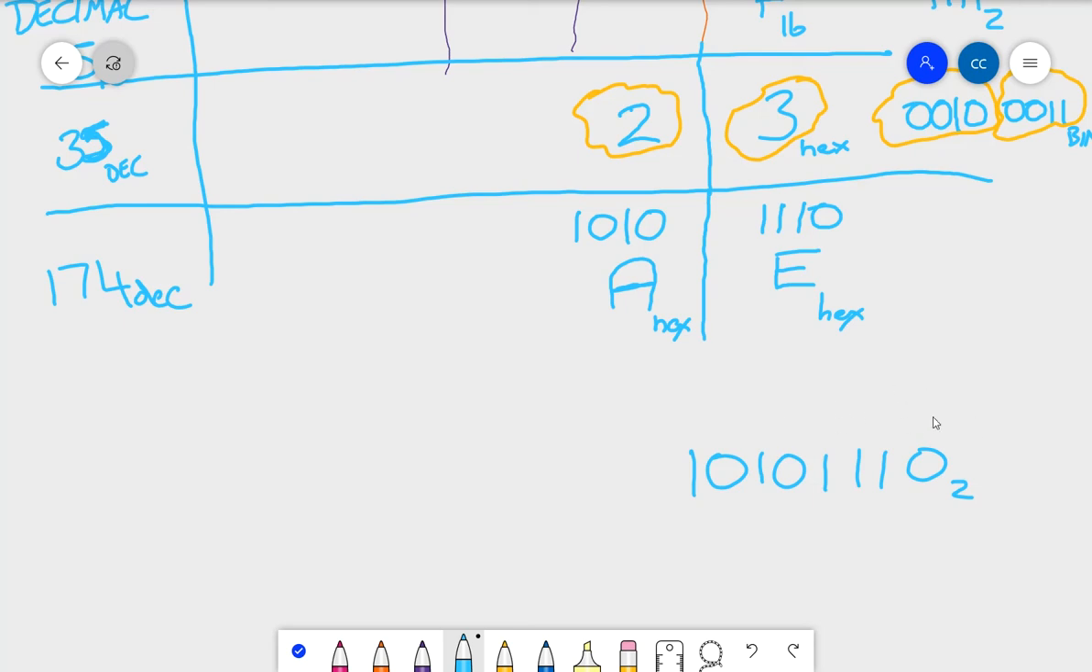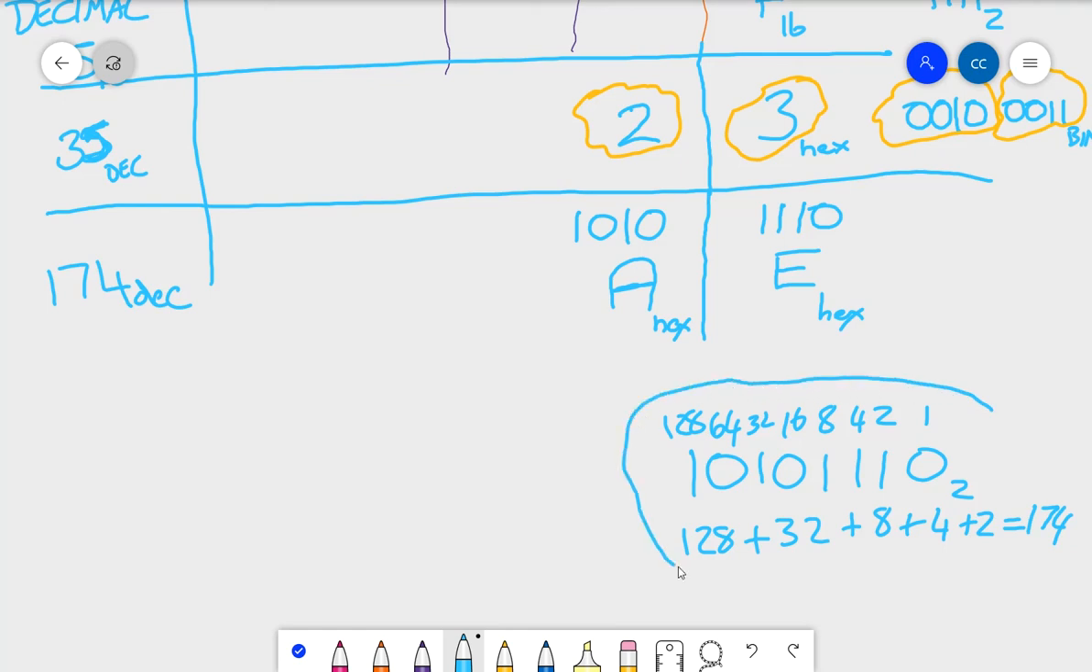and if we put the place orders for binary above that, we've got 1, 2, 4, 8, 16, 32, 64 and 128, and we've used 128 plus 32 plus 8 plus 4 plus 2, and what have we got? 128 and 32 is 160, 168, 174. How much more difficult was it to calculate that? Whereas by splitting it into 4 bits, A is 10, and the binary for 10, 1010, is quite easy.